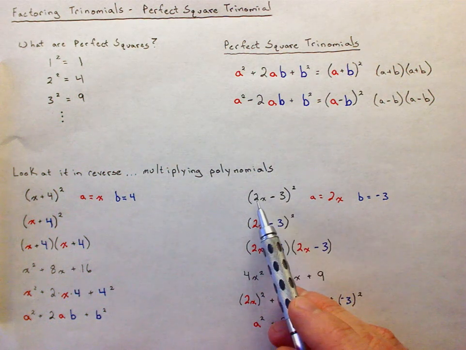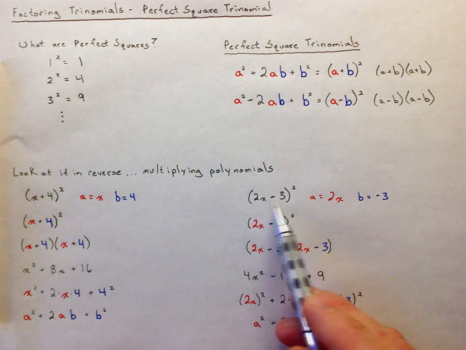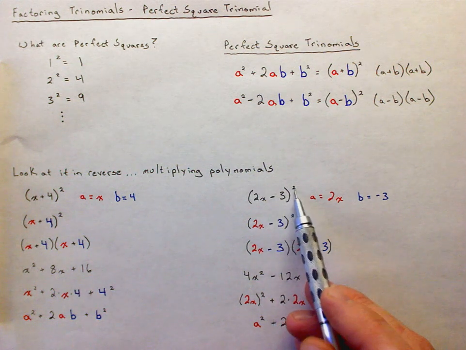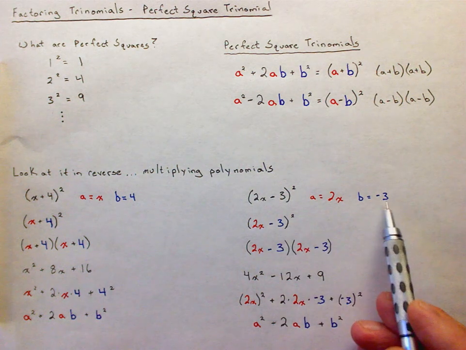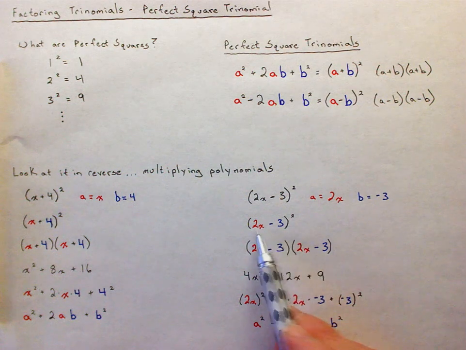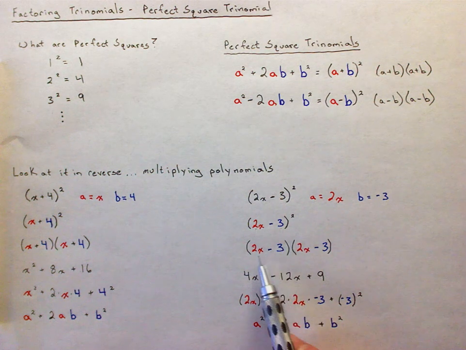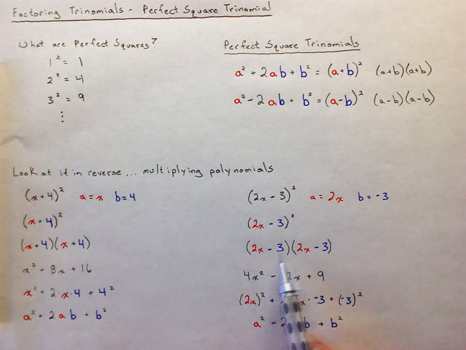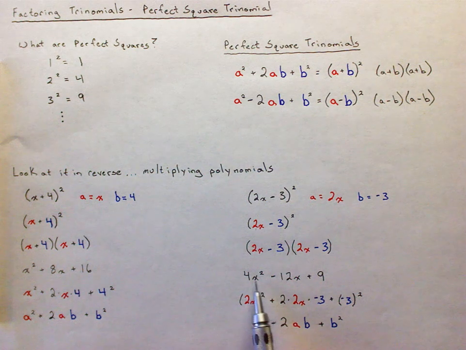This time I have a coefficient with my variable. So I have 2x minus 3, and that's squared. So identify a is 2x, and b, we'll call it a negative 3. Again, I've color coded them, the a and the b. I just write the square as products. So here are my two factors. And whenever I multiply them together, I end up with 4x squared minus 12x plus 9.